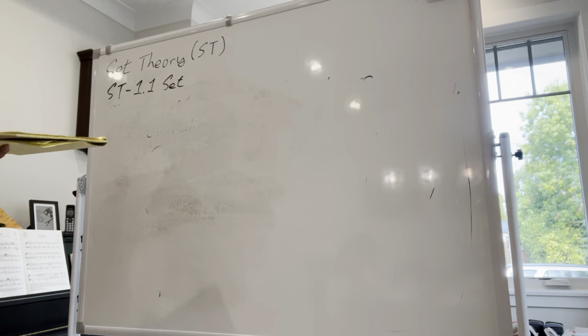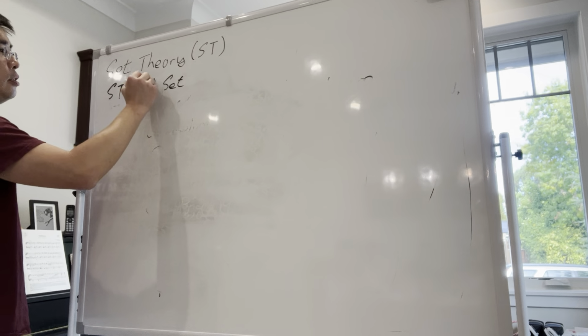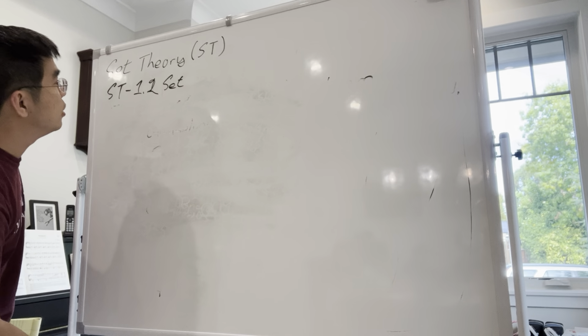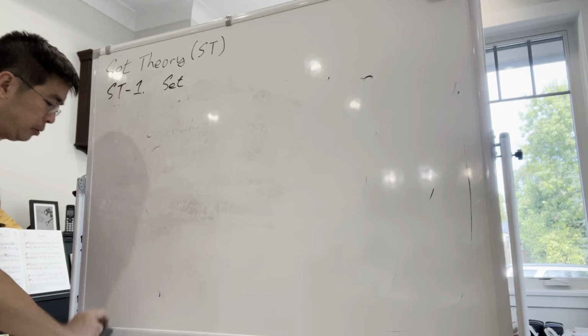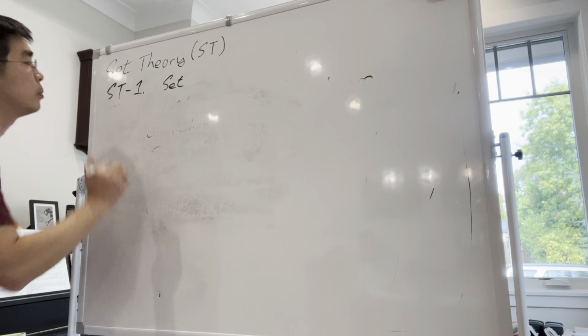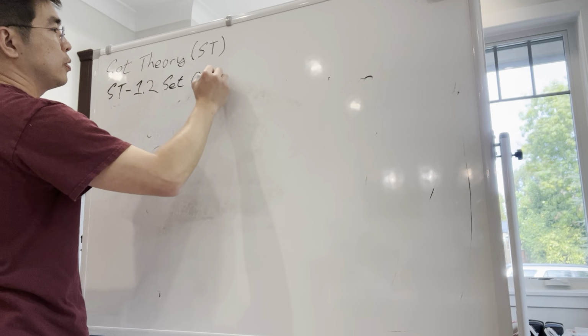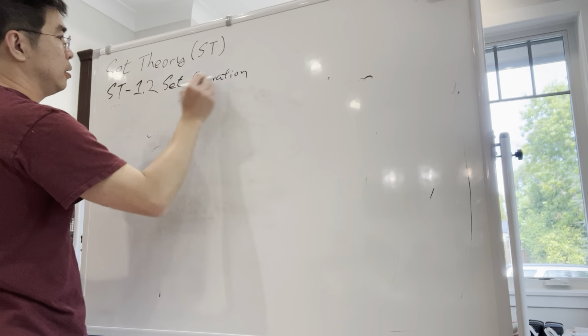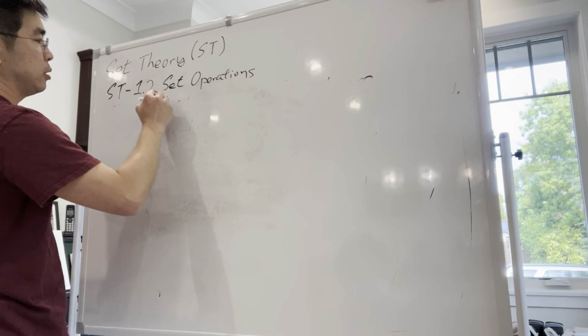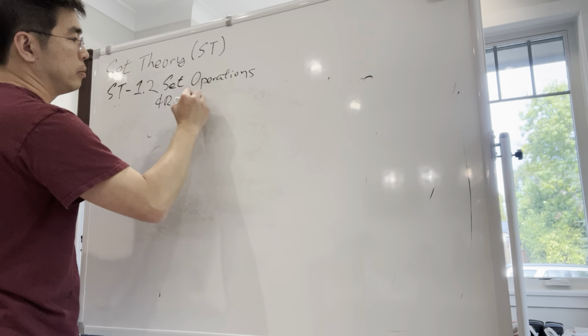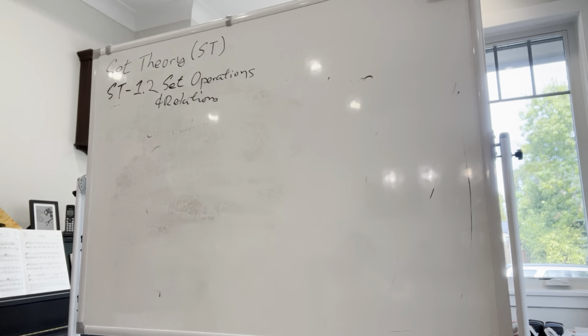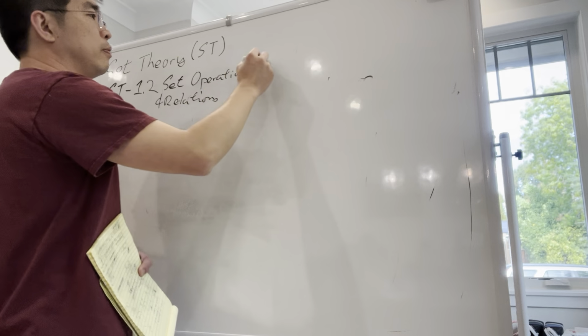The second part, now, the second part is 1.2. Is what I call set operations and relations. Say that again? Oh, okay. So set operations, we're going to talk about a few.